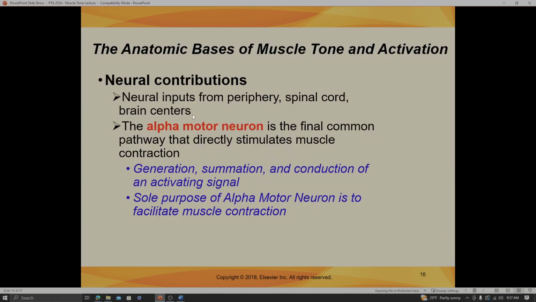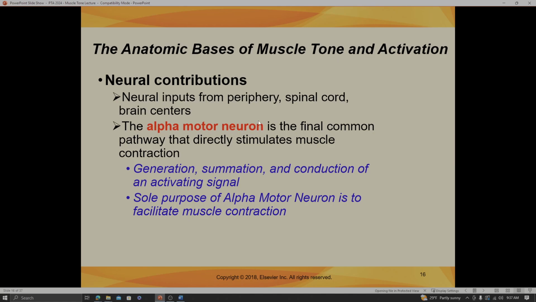Okay, important here. Neural contributions. So we know that muscular activation is a dance between the muscle tissue and the nervous tissue. So we get neural inputs, like we talked a bit about with pain, from the periphery, which is the nerves of the extremities or the peripheral nerves, the spinal cord, and the brain centers, right? So areas within the brain all contribute, from an anatomy and physiological standpoint, to the ability to generate muscular tone and activation.